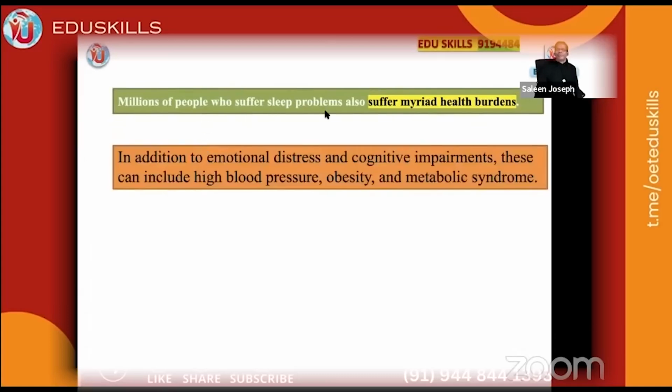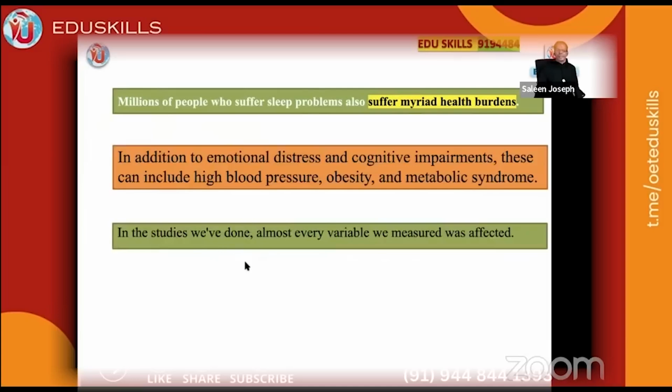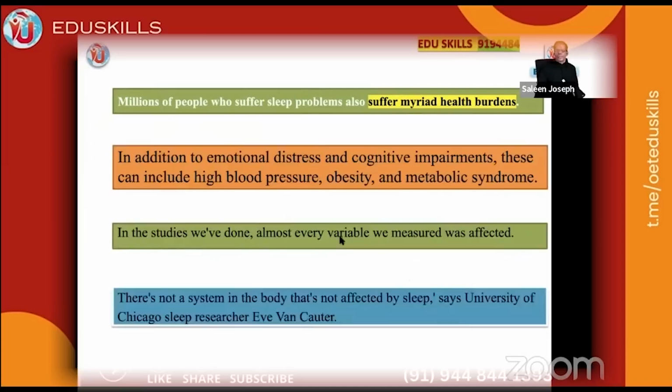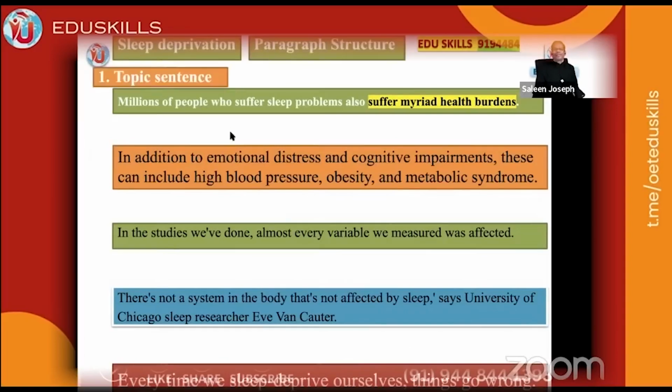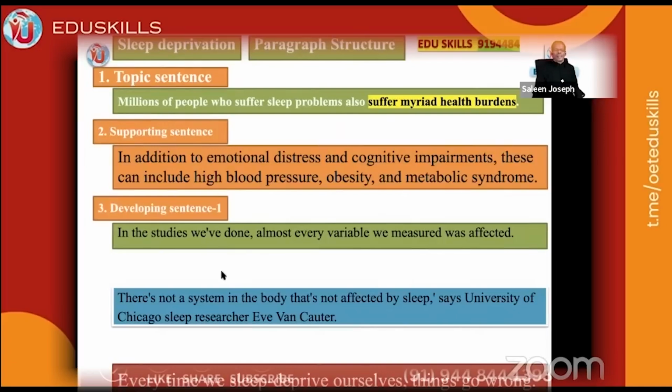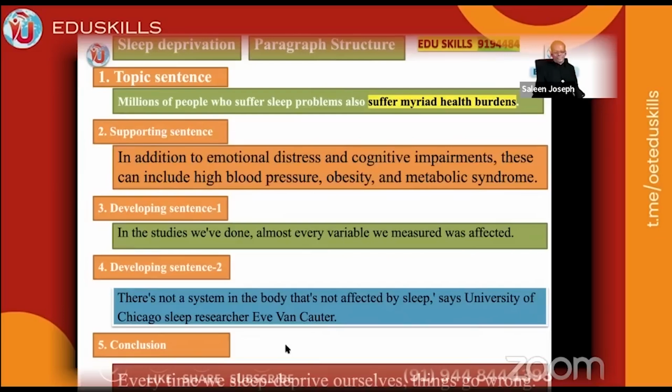Millions of people who suffer sleep problems also suffer myriad health burdens. In addition to emotional distress and cognitive impairments, these can include high blood pressure, obesity, and metabolic syndrome. That is the supporting sentence. In the studies we have done, almost every variable we measured was affected. That is a developing sentence. Again, you have the second developing sentence: there is not a system in the body that's not affected by sleep. Then the conclusion: every time we deprive ourselves of sleep, things go wrong. See how beautifully the paragraph is structured: topic sentence, supporting sentence, developing sentence 1, developing sentence 2, then conclusion. See the beauty of it.